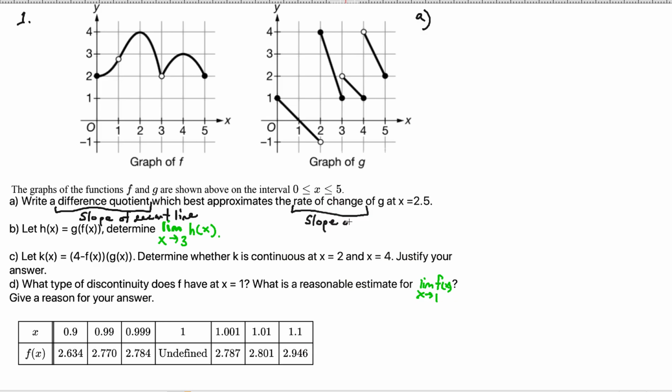of the tangent line. Okay, now with that known, we want to find out the slope of the tangent line at 2.5. That's basically the slope of the tangent line at that point right there. This is 2.5. We want to find the slope of the tangent line, but that actually is exactly this line.